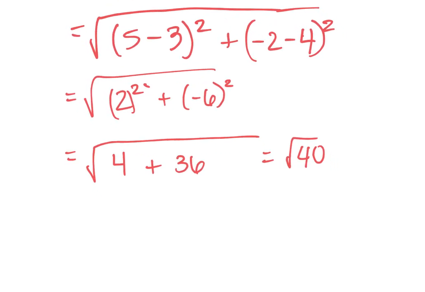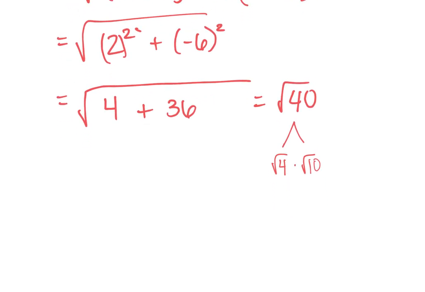Now, is there a perfect square in 40 that you notice that we can pull out? Which one? 4. Very good. So let's break this down into the square root of 4 times the square root of 10. And what do you guys know is the square root of 4? 2. So this is just 2 times the square root of 10.